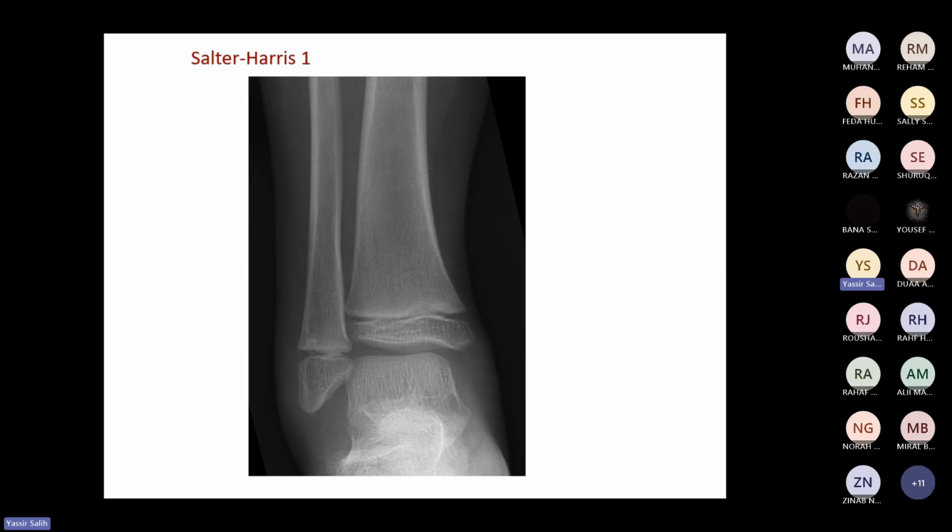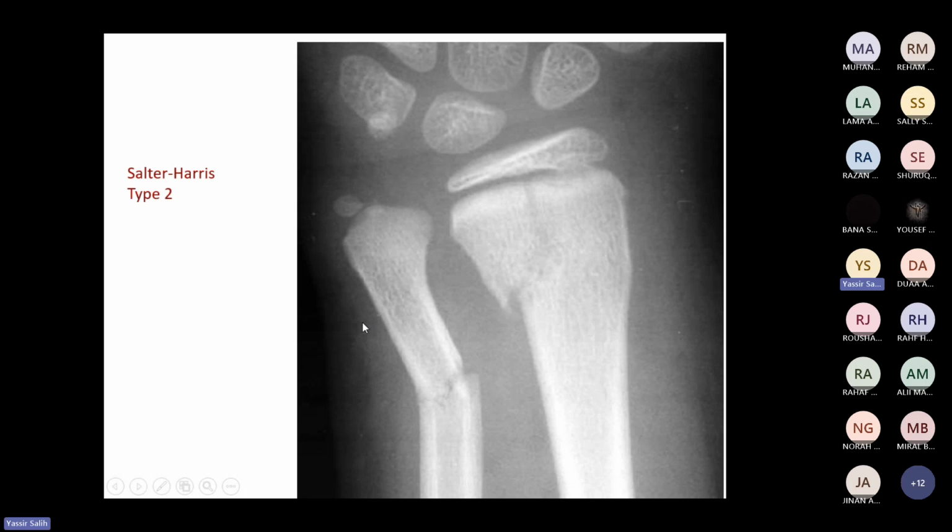How do we classify this fracture according to Salter-Harris? Type 1. Why type 1? Only the physis is affected. The physis space is increased; it should normally be about like this, but here it is increased. This is type 1. How do we classify this fracture? I mean this one, not this one. Before we move on, according to Salter-Harris, what is the type or name of this fracture?